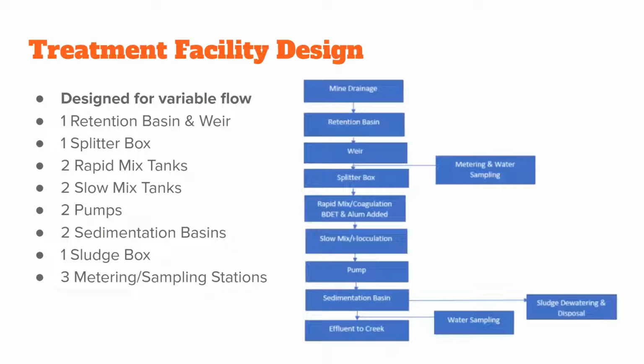So this is the general process of our treatment facility. As Ethan said, we designed for variable flow, and we will have meters throughout the facility measuring the flow and concentration of chemicals in order to adjust accordingly. Starting at the top, we go from mine drainage to the retention basin and weir, then to the splitter box. From there, that chooses which branch of the facility it will go down. There's two. Then to the rapid mix tank and slow mix tank, then the sedimentation basin, and then back out into the creek.